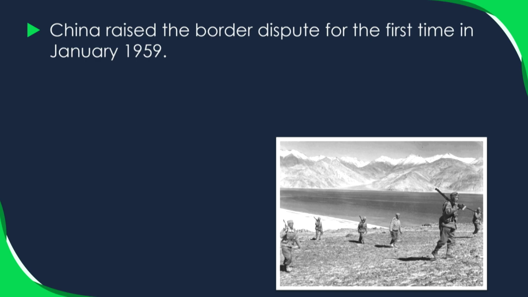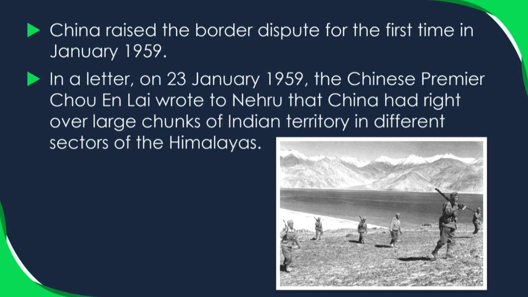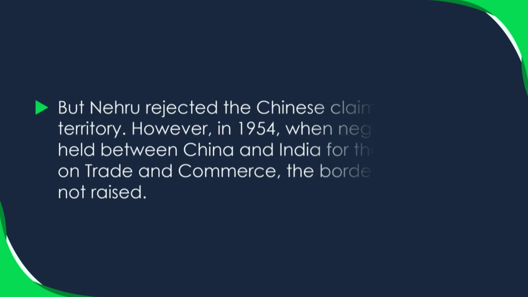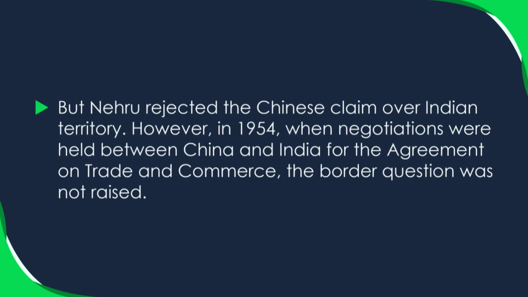China raised the border dispute for the first time in January 1959. In a letter on 23 January 1959, the Chinese Premier Zhou Enlai wrote to Nehru that China had right over large chunks of Indian territory in different sectors of the Himalayas. But Nehru rejected the Chinese claim over Indian territory. However, in 1954, when negotiations were held between China and India for the agreement on trade and commerce, the border question was not raised.